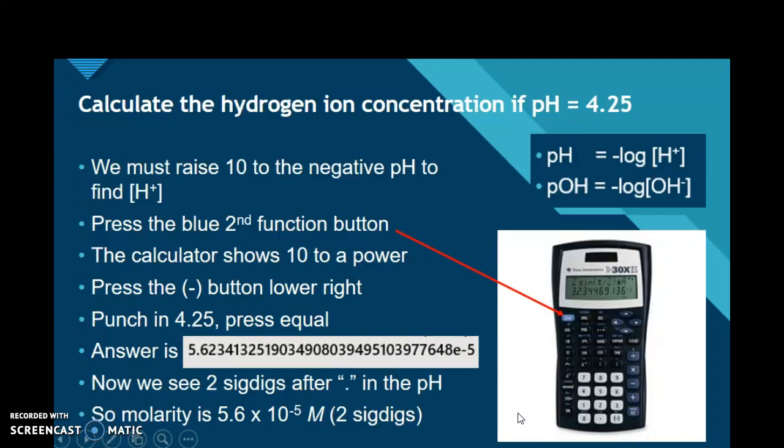Now we see 2 sig digs after the decimal point in the pH. And so how many sig digs are in the molarity? Clearly just 2. So the molarity here is 5.6 times 10 to the negative fifth molar. 2 sig digs in the answer is all.